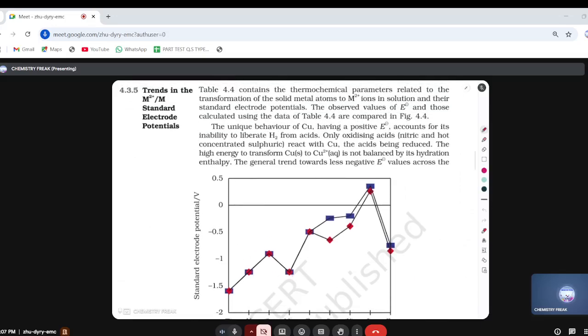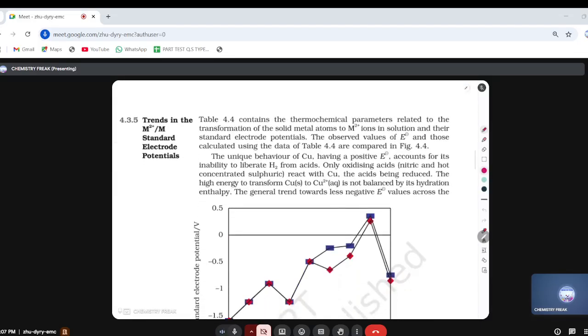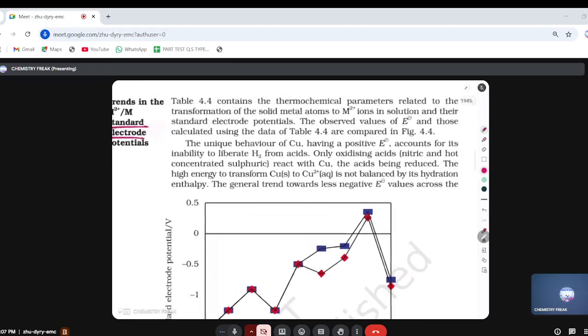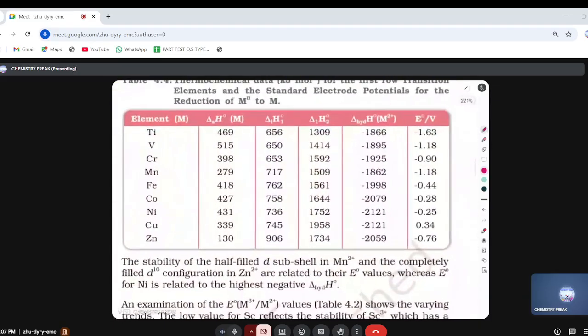Welcome once again. So this is d-block element session 2. Up to this we have discussed, and now we are going to discuss the reduction potential trends in d-block elements. For this, let me go to this tabular column. Look at this tabular column.